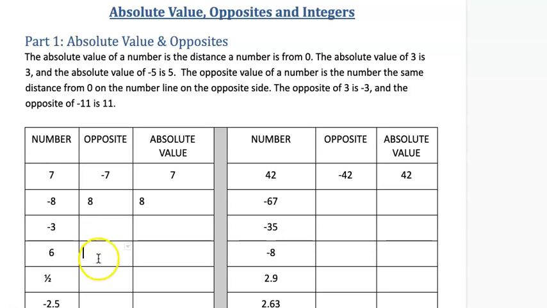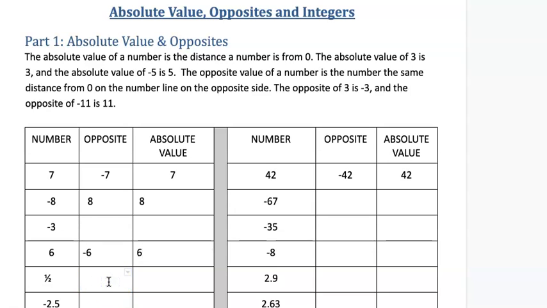To this one here, we're going to jump a few. So the opposite of 6 is -6, and the absolute value of 6 is just 6. So remember, absolute value has to always be positive.